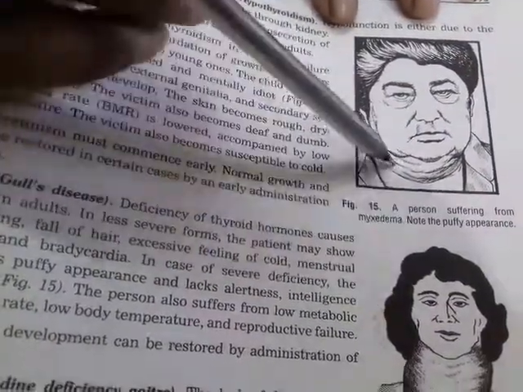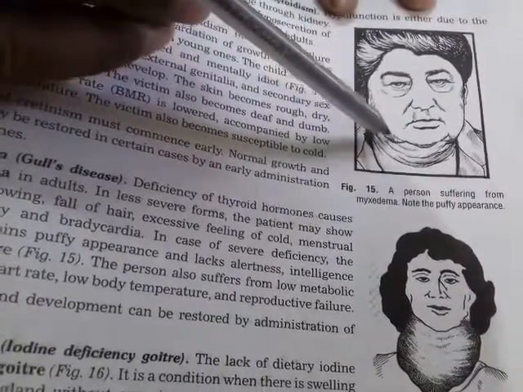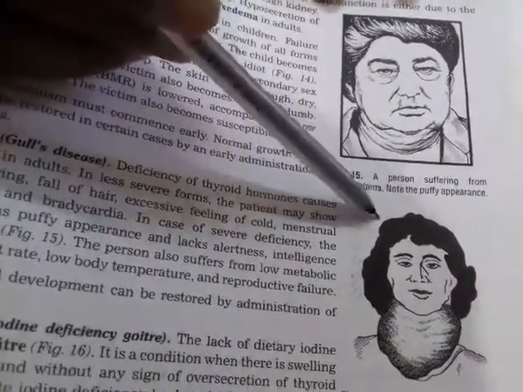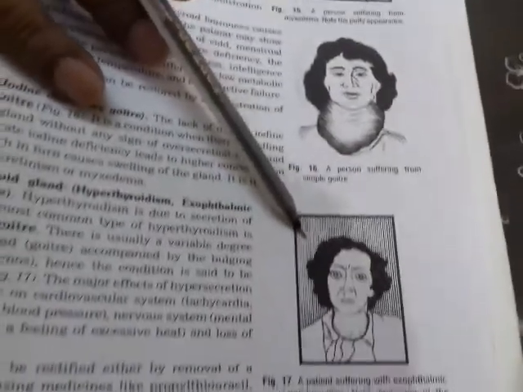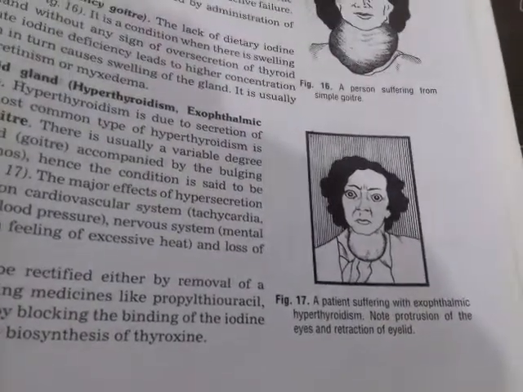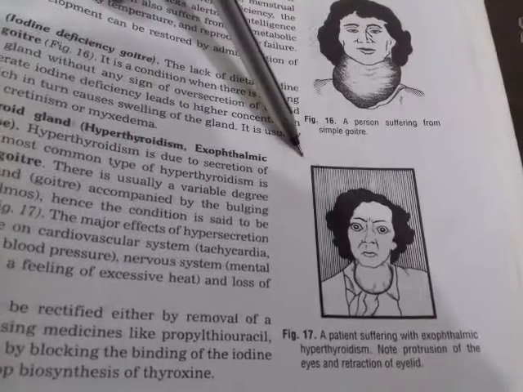So these two are due to lack of thyroxine, due to hyposecretion of thyroxine, and this is exophthalmic goiter, or called Graves' disease. This is called Gull's disease, and this is called Graves' disease.